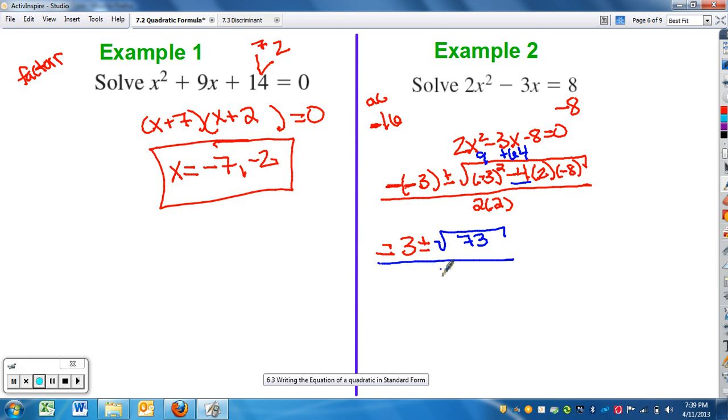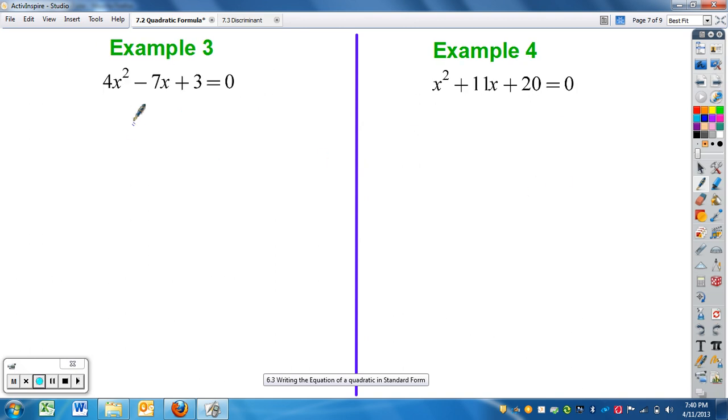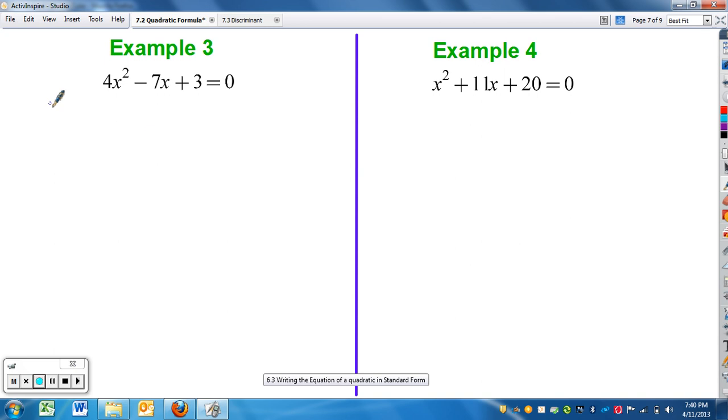All divided by 4. So now my next step is to break down the root. 73, there are no numbers that really divide into 73 that's going to break it down. So I am done. It does not break down like it did in the previous two examples.